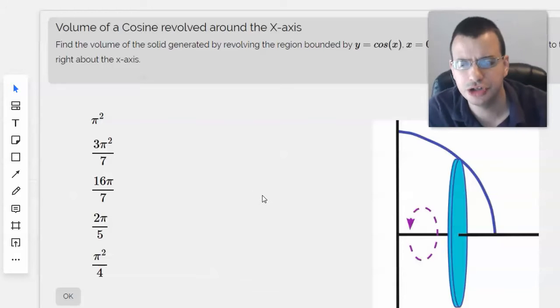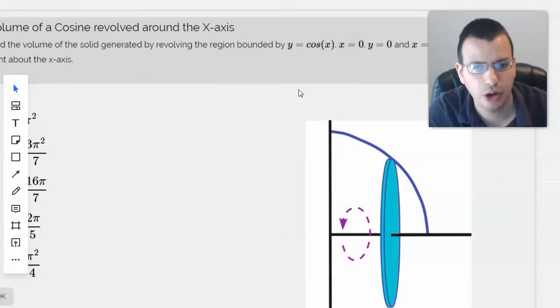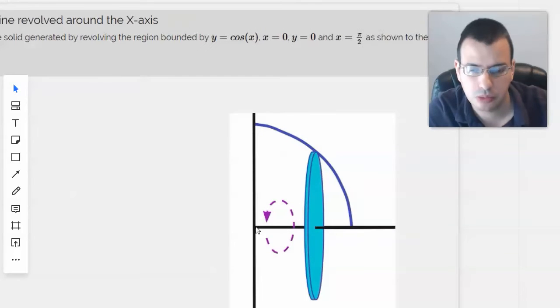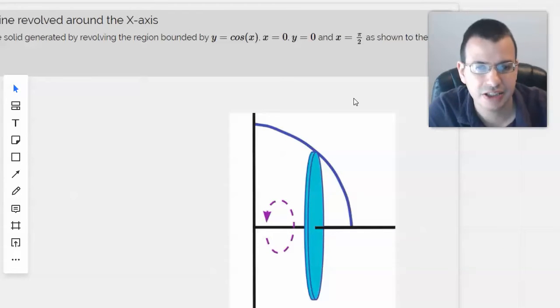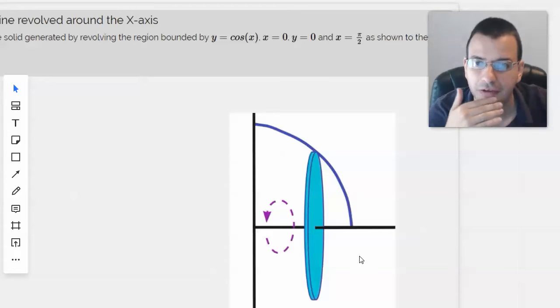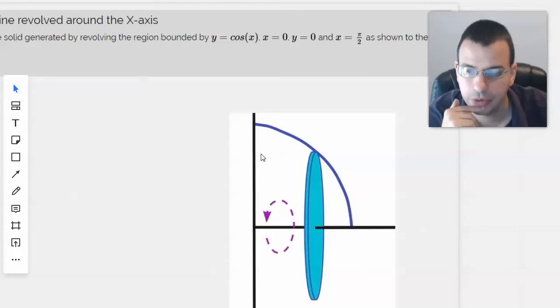Find the volume of the solid generated by revolving the region bounded by y equals cosine of x. Check. x equals 0, okay, that's the vertical axis. y equals 0, that's the x-axis. And x equals pi over 2. Okay, that makes sense because cosine of pi over 2 is 0, so it goes down to 0.